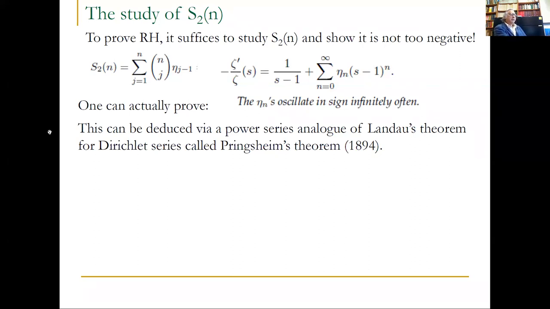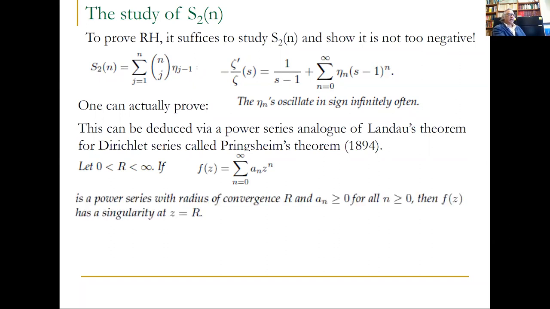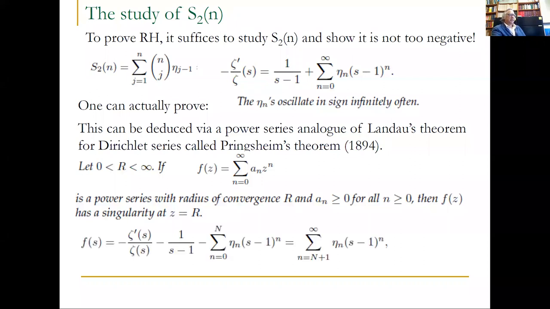It can be deduced via a power series analog of Landau's theorem for Dirichlet series, called Pringsheim's theorem. Many of you may be familiar with Landau's theorem about Dirichlet series with non-negative coefficients. Pringsheim's theorem is a power series version of that and was proved in 1894, well before Landau's theorem. The statement is that if 0 < r < infinity, and you have a power series summation a_n z^n with radius of convergence capital R, and the a_n are all non-negative, then f of z has a singularity at z equals R. And the proof is identical, actually. The proof of Landau's theorem and the proof of Pringsheim's theorem are identical.